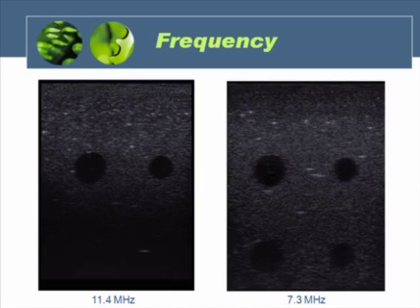This is a phantom with several cysts in it. This image was taken with an 11 megahertz transducer, and this image was taken with the same transducer, but with the frequency changed to 7 megahertz. Notice with the 11 megahertz transducer, we are not able to penetrate into the far field. However, with the 7 megahertz transducer, we have much better penetration.